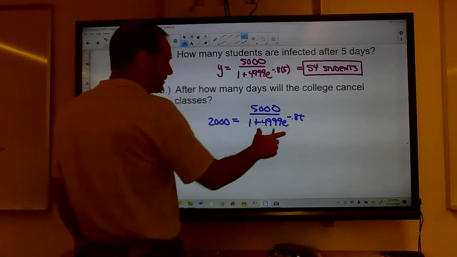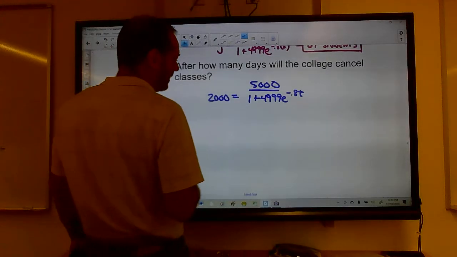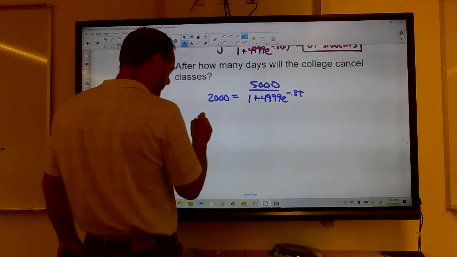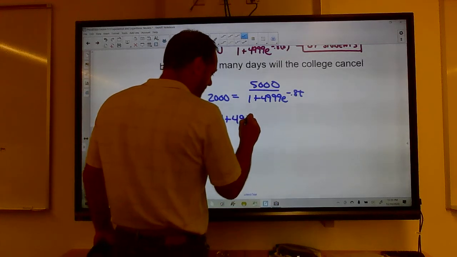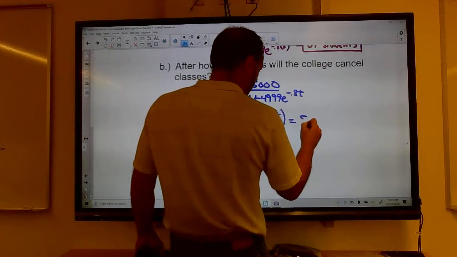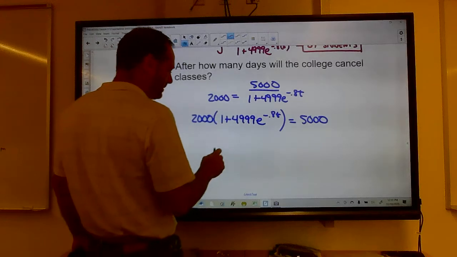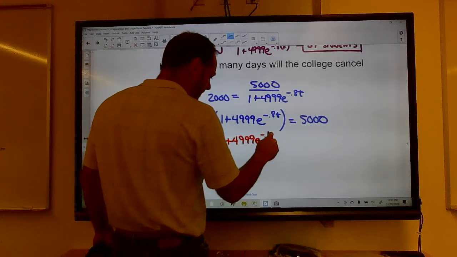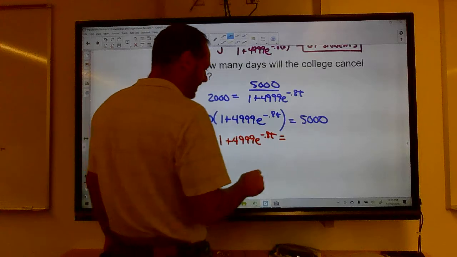The first thing I would do is multiply this over to this side to get that off the bottom. I don't like to have my variables in the bottom. So 2,000 times (1 plus 4,999 e to the negative 0.8t) equals 5,000. And now I'm going to divide by 2,000. So 1 plus 4,999 e to the negative 0.8t equals 5,000 divided by 2,000, which is 2.5.